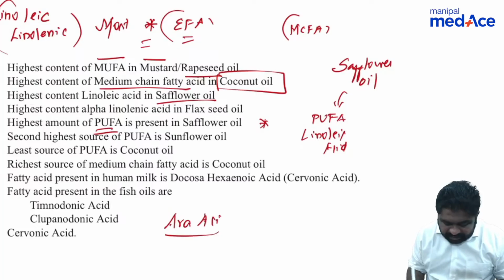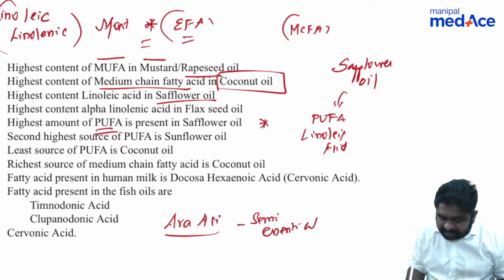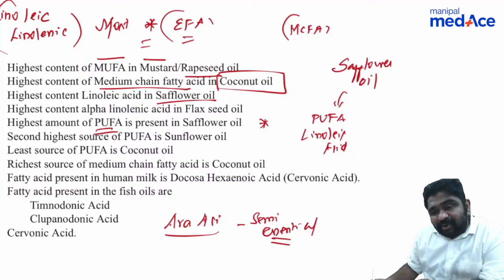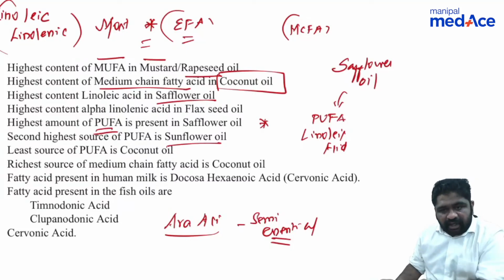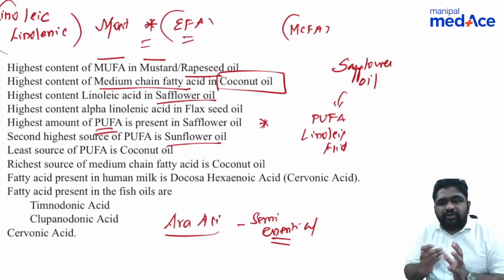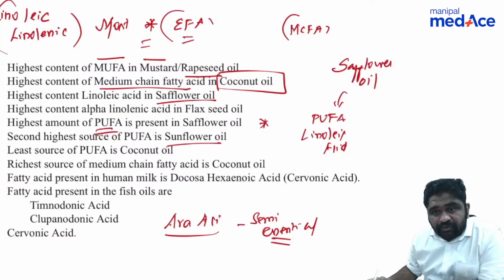Arachidonic acid is semi-essential. Now they ask you, what is the second most common source of PUFA? Now comes sunflower. All of us learn about sunflower, and we all will be using sunflower oil in our homes for cooking. In Kerala, they'll be using coconut oil also for cooking. Coconut oil is also very healthy for food.